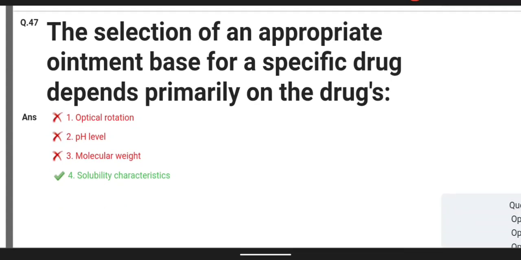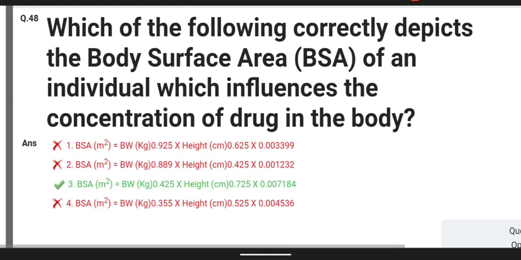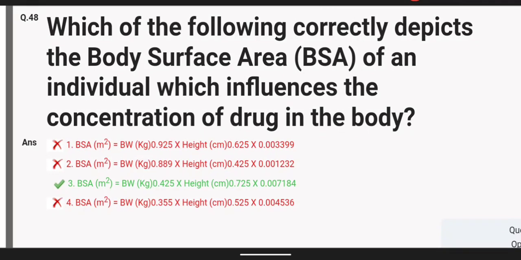Next, the selection of an appropriate ointment base for the specific drug depends primarily on the drug's. Answer: solubility characteristics. Which of the following correctly depicts the body surface area? BSA is often invisible, which influences the concentration of drug in the body. Answer: 3. BSA is equal to BW into height into 0.007184.